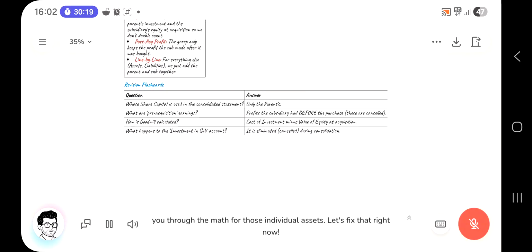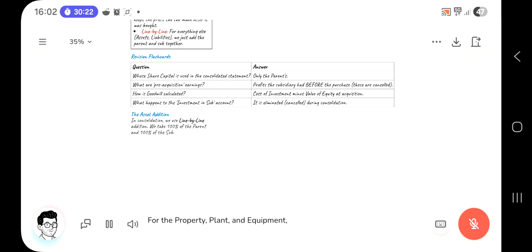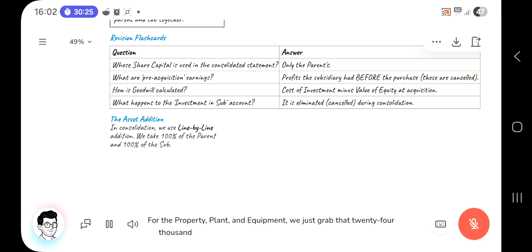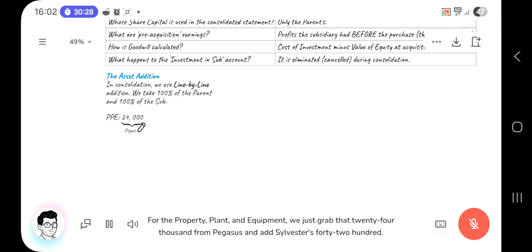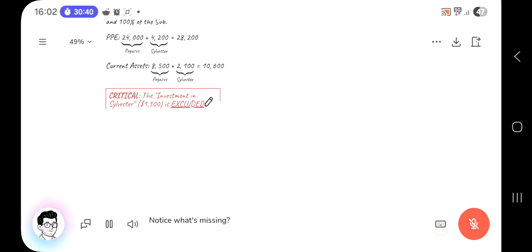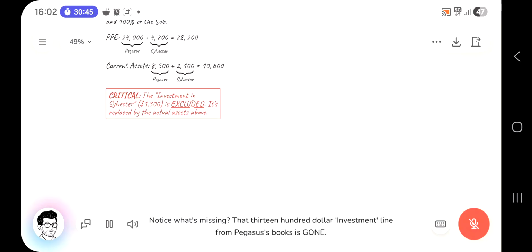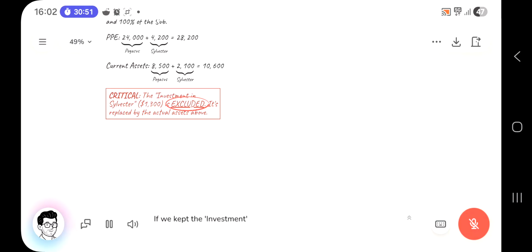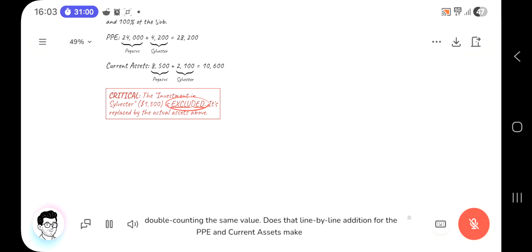For the property, plant, and equipment, we just grab that 24,000 from Pegasus and add Sylvester's 4,200. Same thing for the current assets. 8,500 plus 2,100 gives us 10,600. Notice what's missing? That $1,300 investment line from Pegasus's books is gone. If we kept the investment and added Sylvester's assets, we'd be double counting the same value. Does that line-by-line addition for the PPE and current assets make sense now?